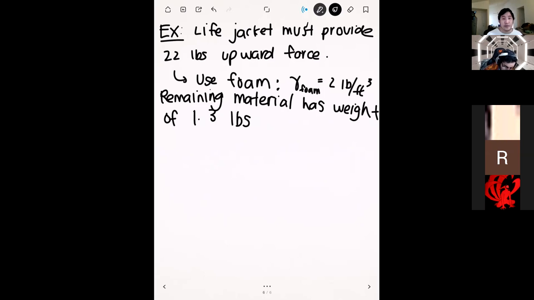And so if we know that this life jacket has to support a weight of 22 pounds, in addition to that 1.3 pounds of the other material, we need to find out what's the volume of foam that our life jacket needs to have.